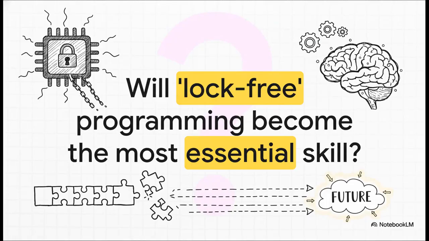We're moving into a world where every single computer, even your phone, has multiple cores. Desktops and servers have dozens, even hundreds. In that world, is our old way of thinking, using locks that force threads to stop and wait, going to become the biggest bottleneck we face? Is the next truly essential skill for every single developer going to be mastering these lock-free approaches?